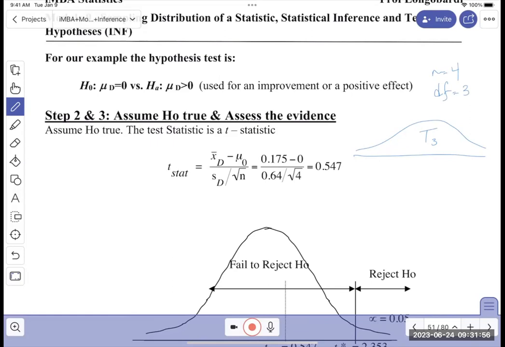Okay, so let's draw onto here. So 0 is always in the middle. It's just like the Z. However, depending on the sample size, your distribution will be more flat with larger tails or more peaked. In this case, it's going to be flat with larger tails. And so I'm going to draw 0.547.